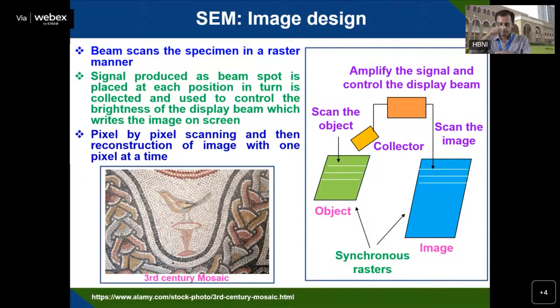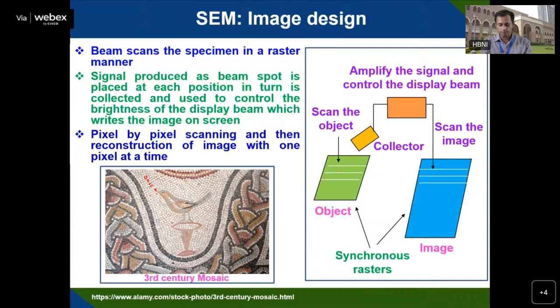The signal produced at the beam spot is collected at each position in turn and used to control the brightness of a display beam, which writes the image on the screen. So at each point where the beam falls, you get a particular point, and that data is collected to get an image. If you look at this 3D mosaic structure, you can see how the mosaics are arranged, attached to each other step by step. Like that, the SEM scans the sample pixel by pixel, small area by small area, and you can put it together to get a 3D image.